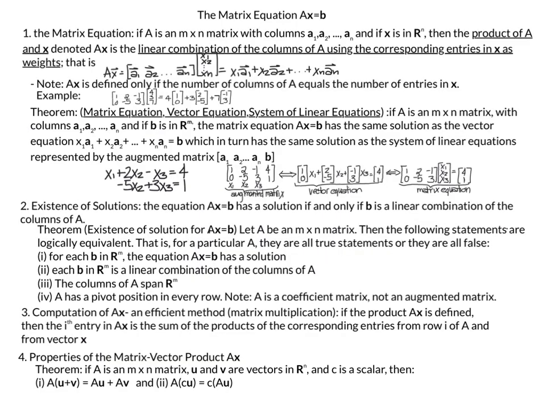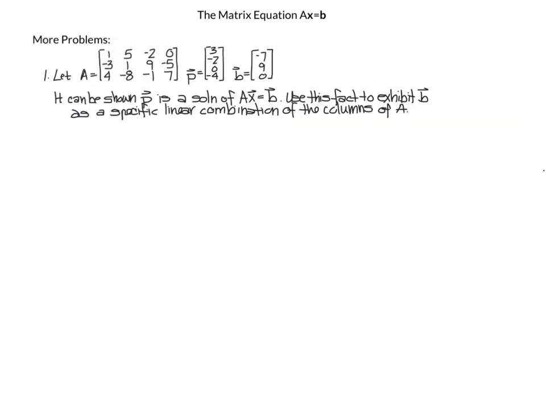Now that we've gone over our main material, I have a few more problems to go over. The first problem is to let the matrix A equal 1, minus 3, 4, 5, 1, minus 8, minus 2, 9, minus 1, 0, minus 5, 7. The vector P is equal to 3, minus 2, 0, minus 4, and the vector B is equal to minus 7, 9, 0. It can be shown that P is a solution of the equation AX equals B. Use this fact to exhibit B as a specific linear combination of the column vectors of A.